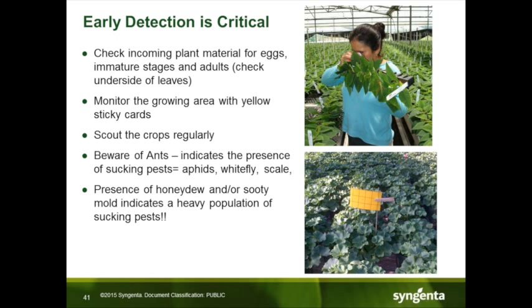I can't emphasize enough how important early detection is. It is really important that you check your incoming plant material for eggs and those different immature stages and adults. Monitor the growing area for flying pests with either yellow or blue sticky cards. And also be aware of ants that are wandering around your plant material, because that's going to indicate the presence of honeydew. They like to feed on the honeydew that's excreted by many of these pests. And then, of course, the presence of sooty mold is also a good indication that you have a population of sucking pests that are present.